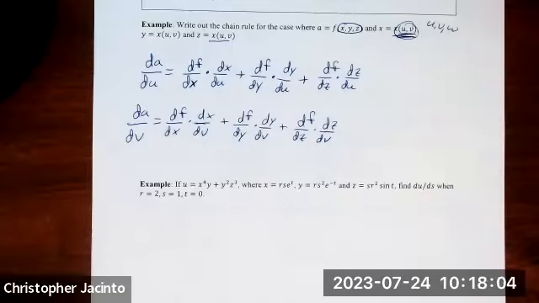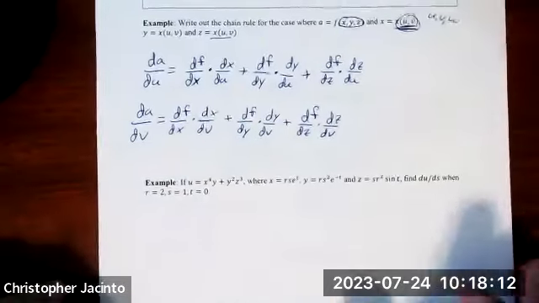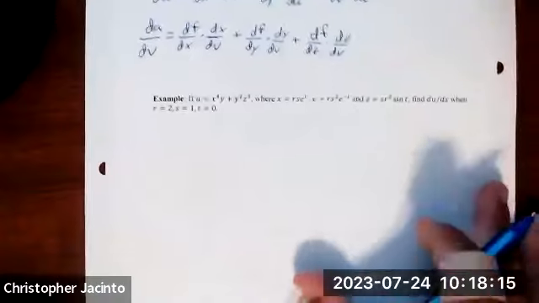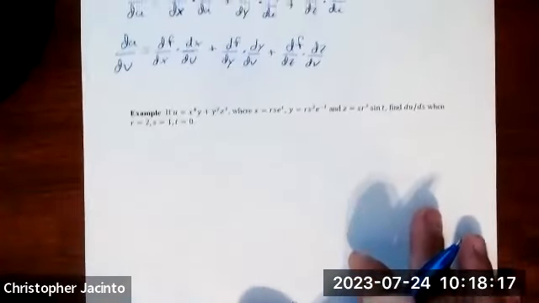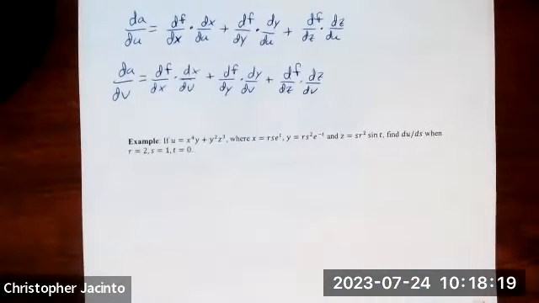Okay. So let's try to put this to practice. So we have the equation up above us right here. So let's put this to practice now, well, partially to practice. So if u is equal to this, x is equal, y is equal, and z equal respective to each one individually, we want to find du/ds when r is equal to 2, s is equal to 1, and t is equal to 0.